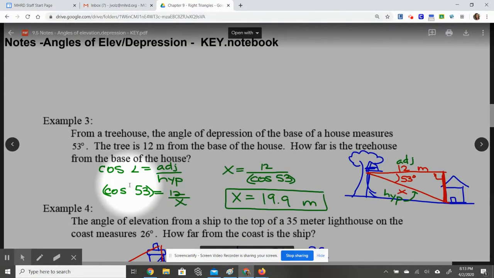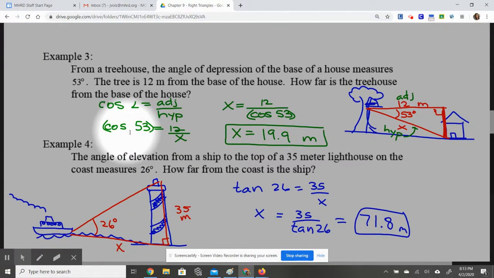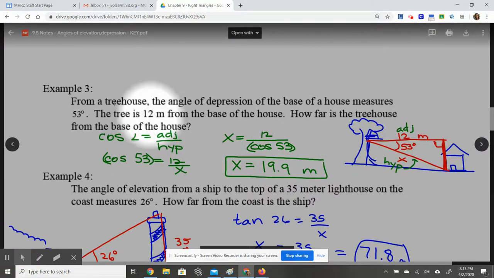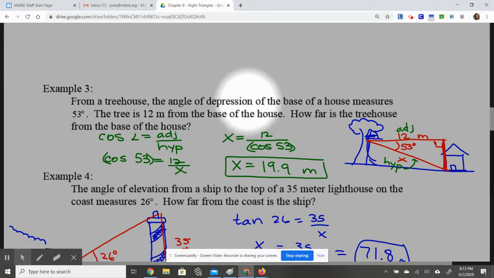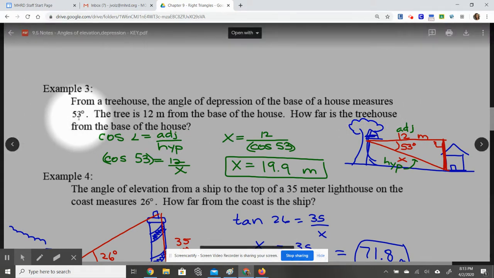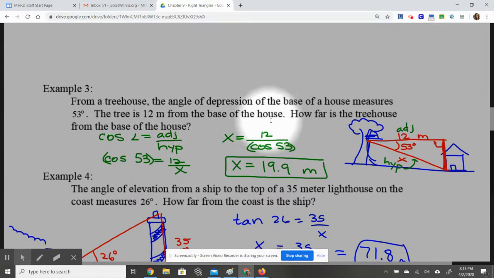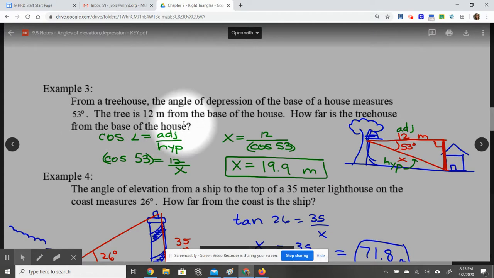Okay, I'm going to move to the next example, example 3. There's not a lot of space on the page here, but example 3 says, from a treehouse, the angle of depression, should really say to the base of a house, measures 53 degrees. The tree is 12 meters from the base of the house. How far is the tree house from the base of the house?